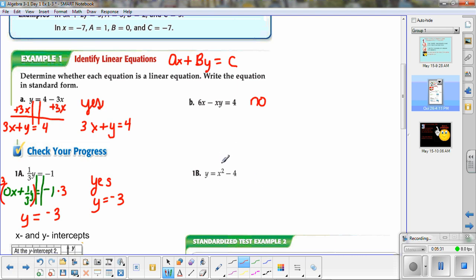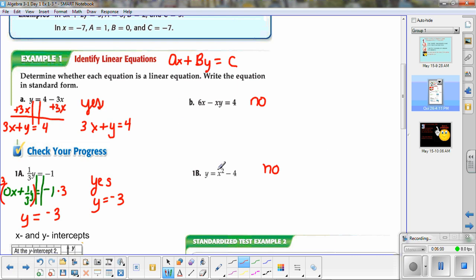All right, in my next example, y equals x squared minus 4. I could go and move this x squared to the other side, but even if I did that, I still wouldn't have standard form because remember, standard form is just ax plus by equals c. It doesn't have an x squared in it. It's supposed to just have an x term. So this one right here is not a linear equation.